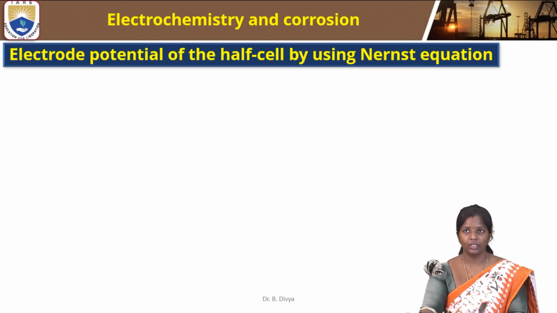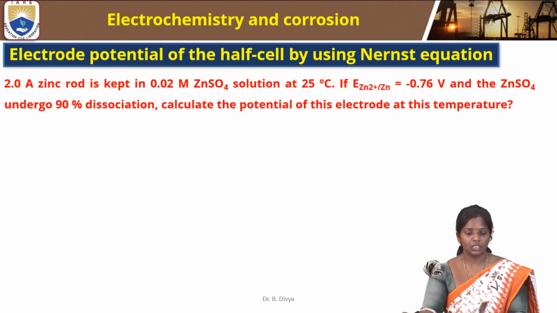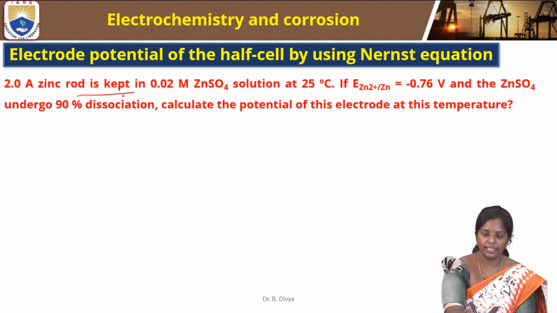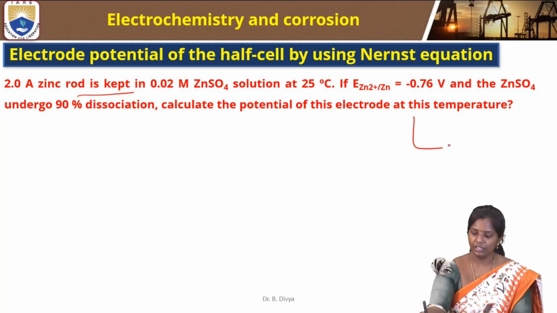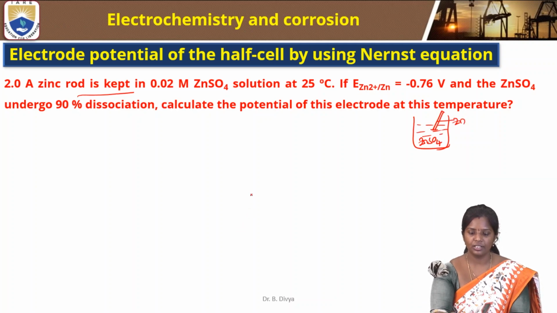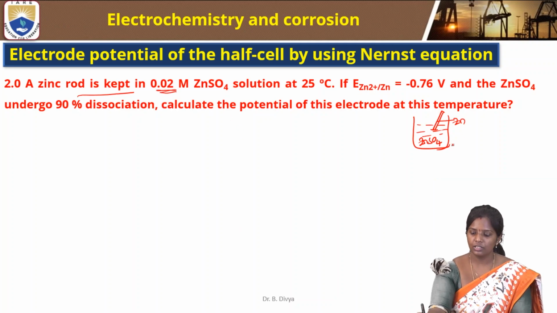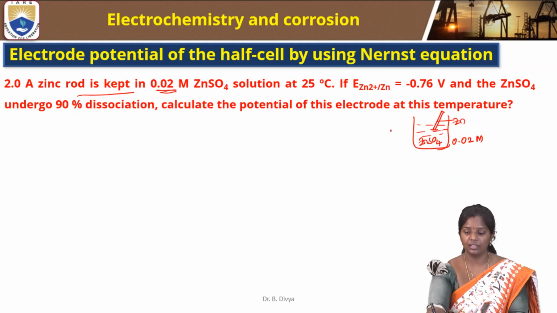So this is how we have to calculate the electrode potential whenever the pH is given in the question. Next, going to the next one: a zinc rod is kept in zinc sulfate. So we have zinc sulfate, and the zinc rod is kept in a 0.02 molar zinc sulfate solution at 25 degrees centigrade.